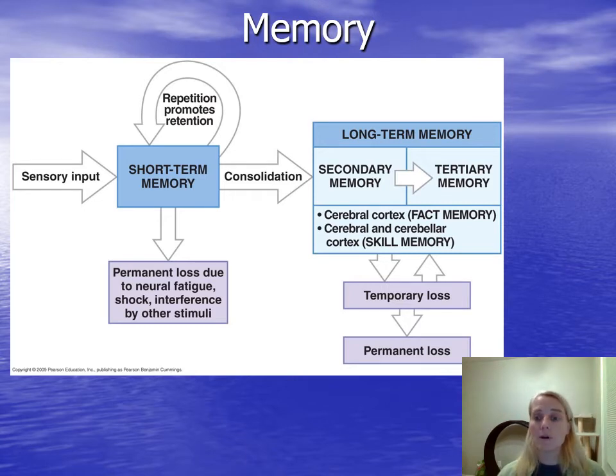Some examples of tertiary memories might be how your face looks. You look at your face in the mirror all the time. You have that fact memory of the appearance of your face. And you aren't just going to wake up one day and forget what you look like.